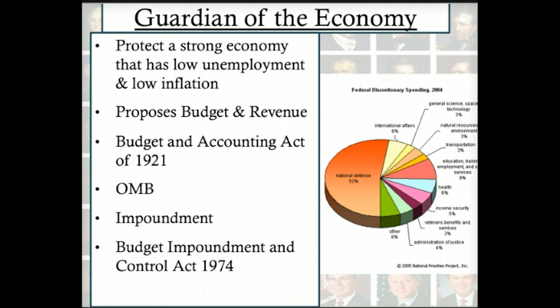Now, that was checked under the Budget Impoundment and Control Act of 1974, which was passed under the Nixon administration. I do believe, I need to double check this, that Nixon vetoed that bill, and of course it was overridden by Congress. The Budget Impoundment and Control Act gave more power back to Congress over developing the budget and took away the president's power to impound funds.